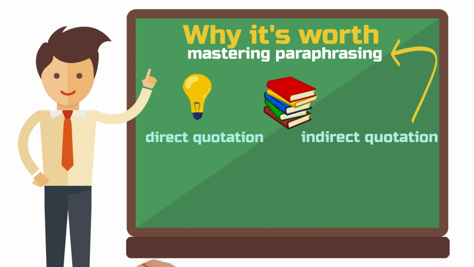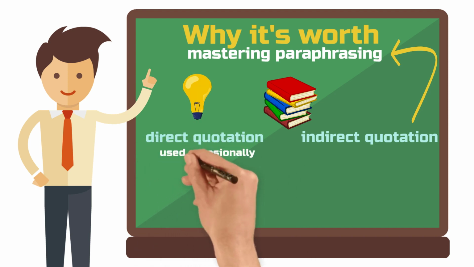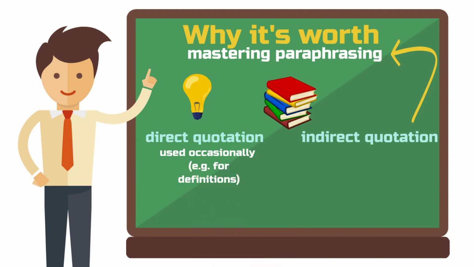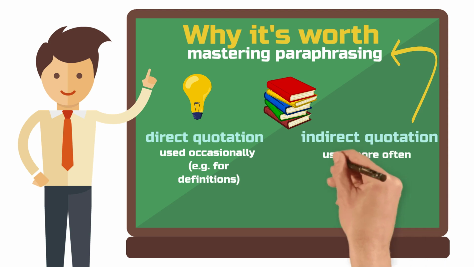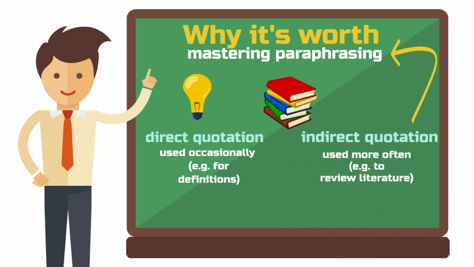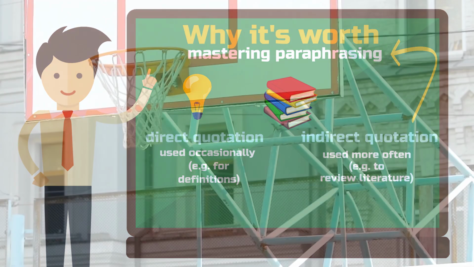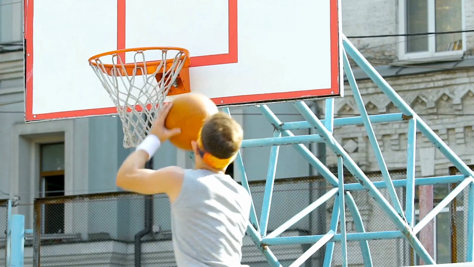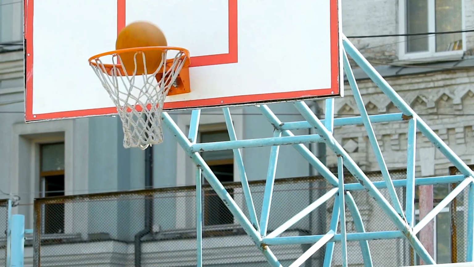While you should only occasionally use direct quotes in your papers, for example for definitions, indirect quoting is required much more often. For example, if you want to provide an overview of the state of research in your literature section, correct paraphrasing is essential. You can earn extra points by presenting the contents of the literature in an attractive and structured way.